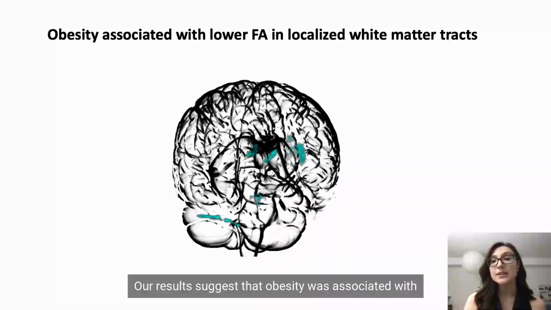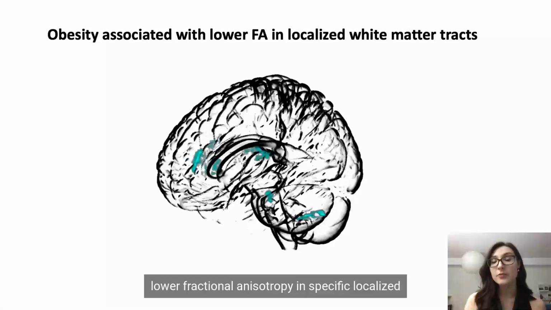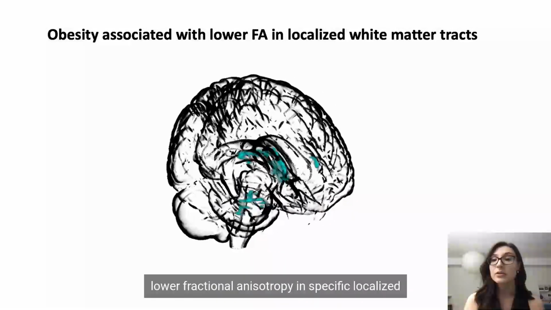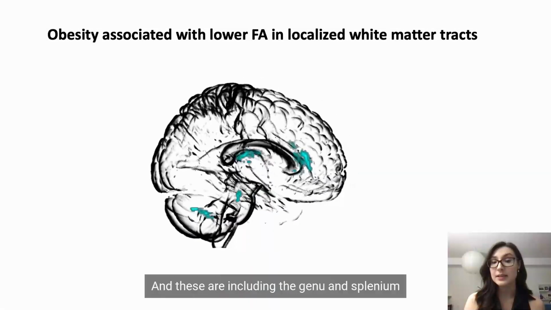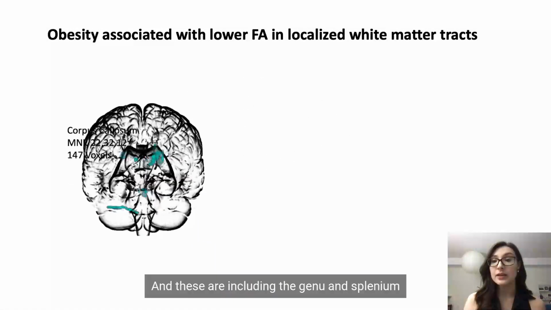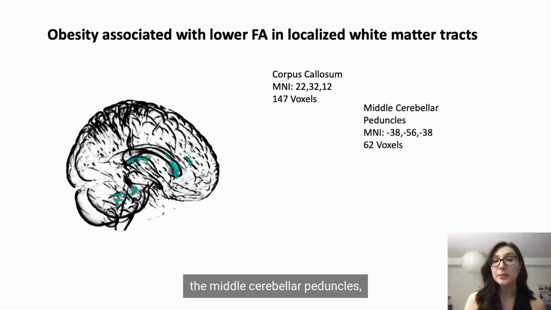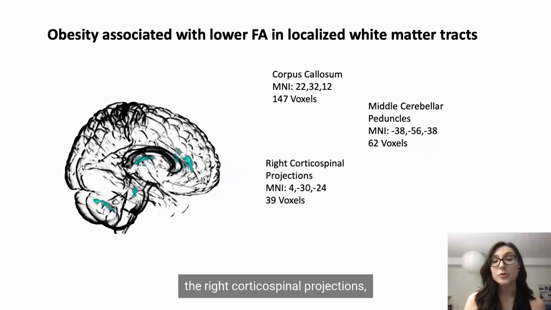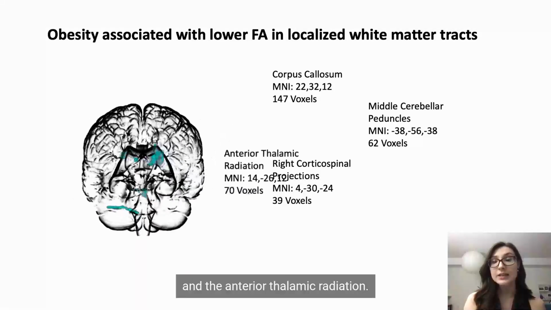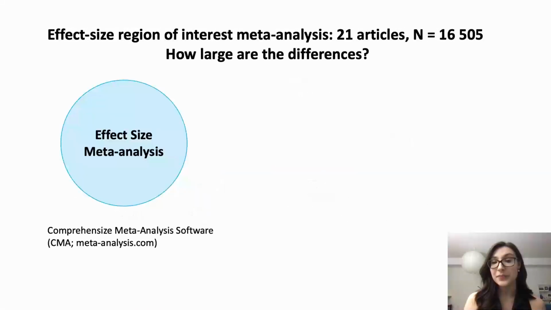Our results suggest that obesity was associated with lower fractional anisotropy in specific localized white matter tracts. These include the genu and splenium of the corpus callosum, the middle cerebellar peduncles, the right cortical spinal projections, and anterior thalamic radiation.